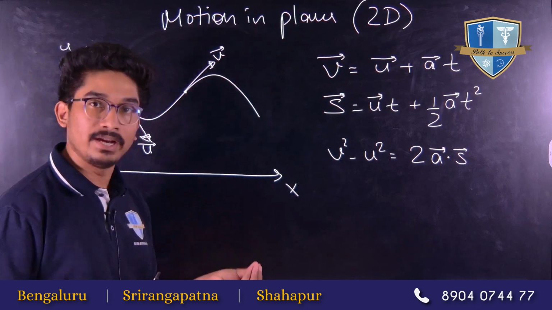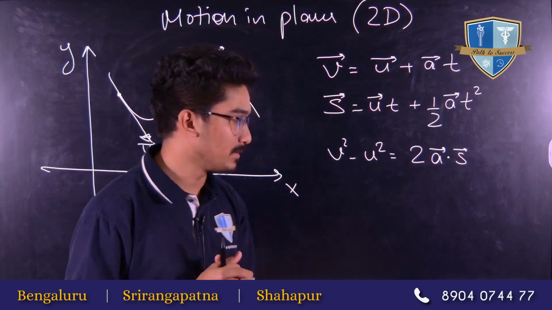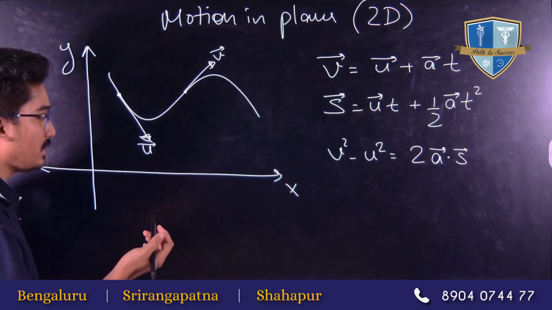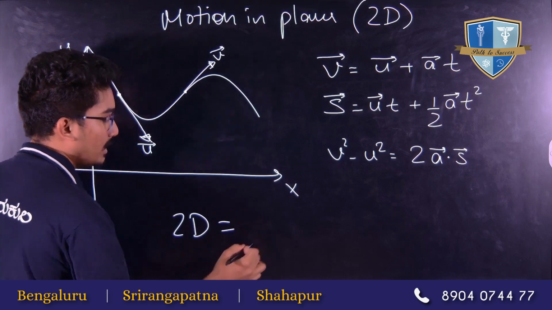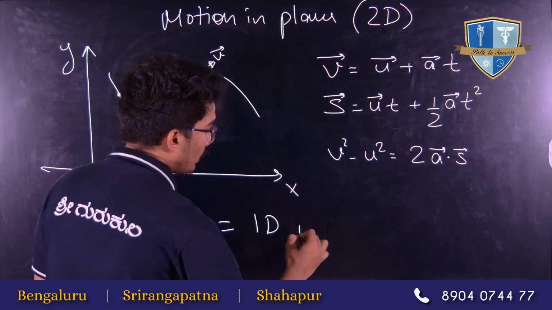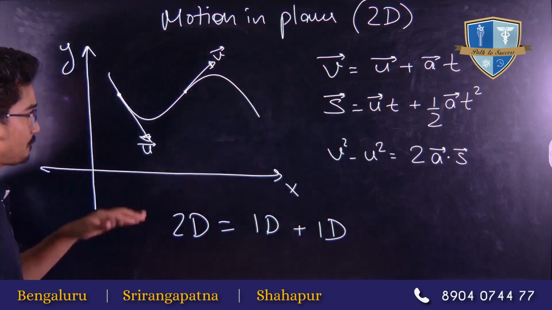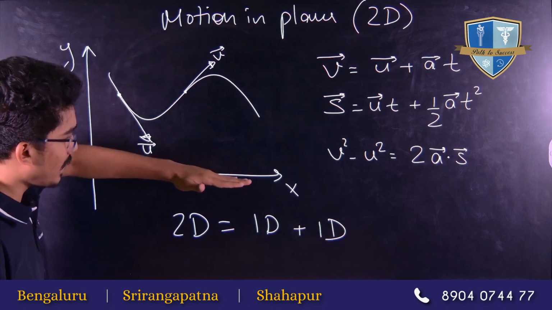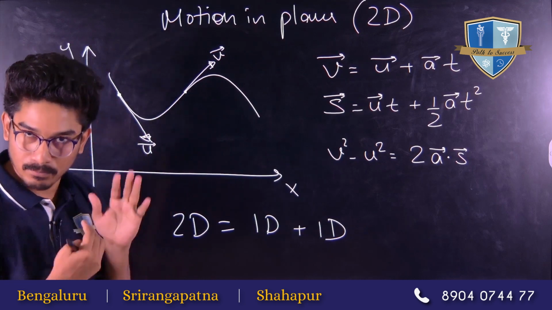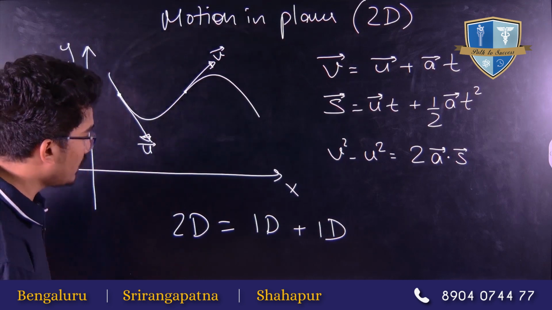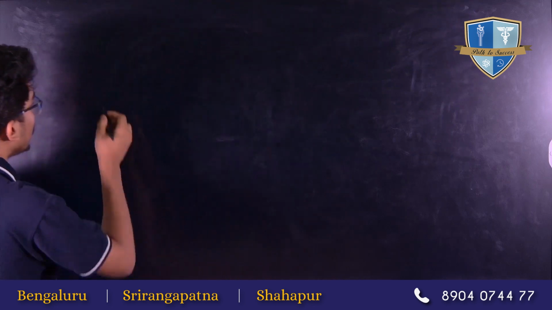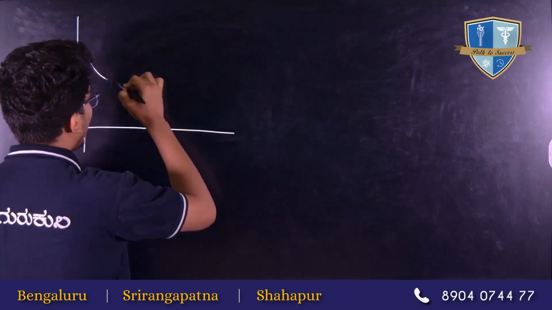Now there is another way to understand this motion in two dimensions. The best way to study motion in two dimensions is to divide it into the study of one-dimensional problems. That is, we will study in the x direction, we will study in the y direction, and finally we will find the resultant of both the x direction and y direction. So how will we do that? For example, let's see, this is the path the body is traveling.